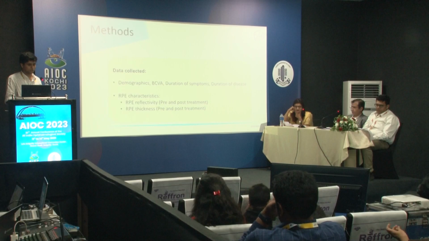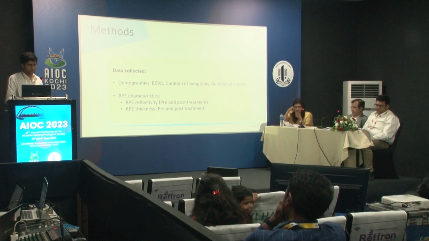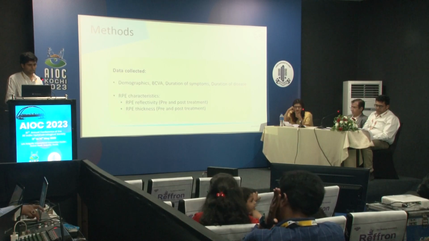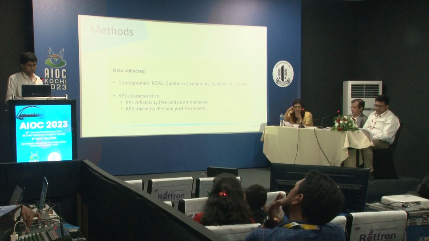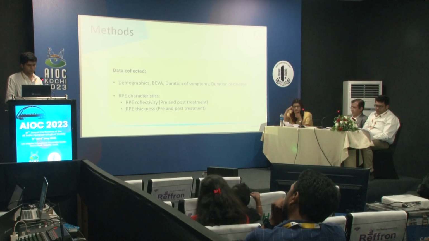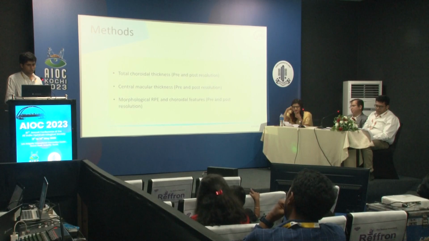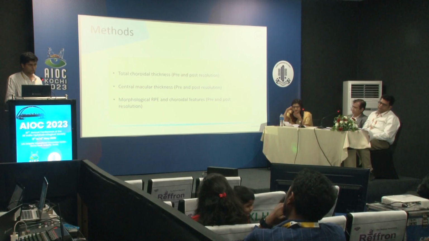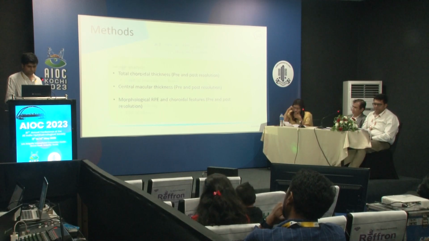The data collected include the demographic data, the best-corrected visual acuity, duration of symptoms, and the duration of disease. The retinal pigment epithelial characteristics which we analyzed included the RPE reflectivity and the RPE thickness, both during the acute phase and following resolution. We also collected the total choroidal thickness, the central macular thickness, and analyzed certain morphological features of the RPE and the choroid during the acute phase and following resolution.